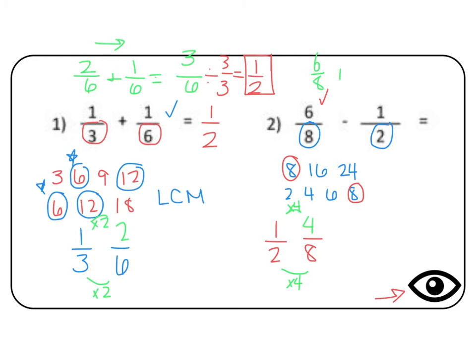So we have 6/8 plus 4 eighths. Oh, hold on just a second. Let me back up. This is a subtraction sign. We have 6/8 minus 4/8. And the same rule applies. We're going to subtract our numerators, but leave the denominator, because that's telling us how big the pieces are. So I have 6 pieces of 8, and then I take away 4 of those pieces, which means now I have 2 pieces of 8.